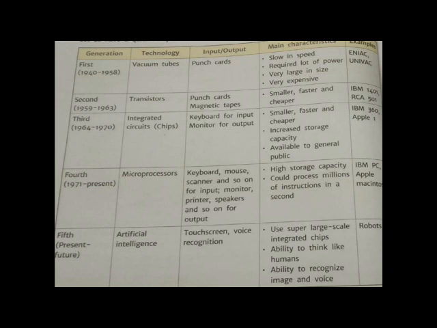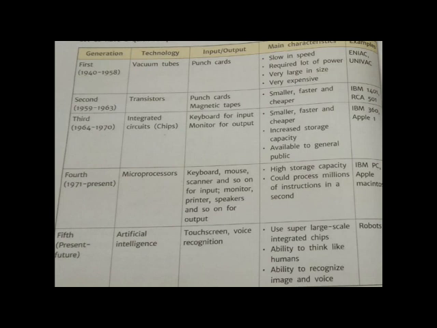And then we discussed about generations of computers. Dear children, in your textbook, a table is given and you have to study that table. In which generation technology used, input and output used, and also main characteristics of different generations and also examples are given. So first generation computers used vacuum tubes as electronic component and second generation computers used transistors as electronic component.